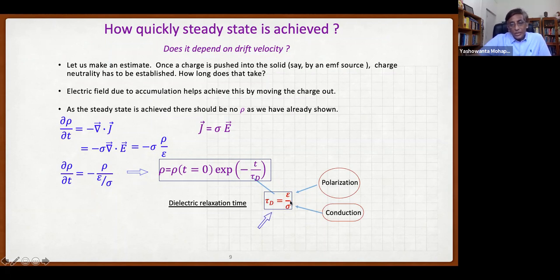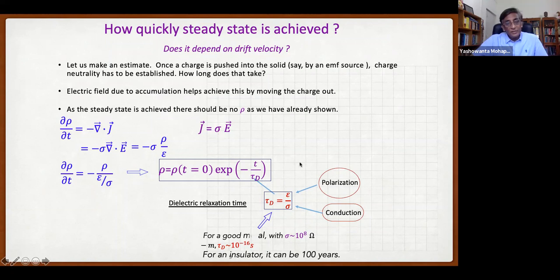All right, so let's estimate that for a typical metal. For a good metal, rho is 10 to the power minus 8 ohm meter, and so tau d is of the order of 10 to the power minus 16 seconds. And for an insulator, it can be almost 100 years, because sigma is very low. For example, in fused quartz, rho is 10 to the power 18, and epsilon is of the order of 10 to the power minus 10. So this will be, I don't know how many years.